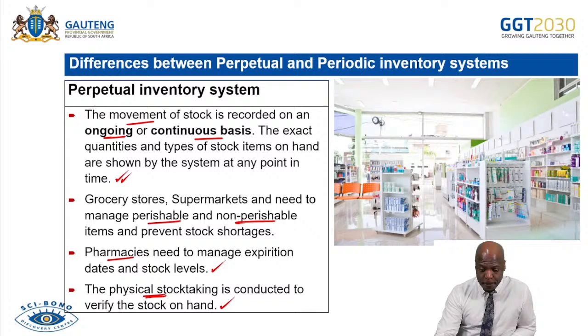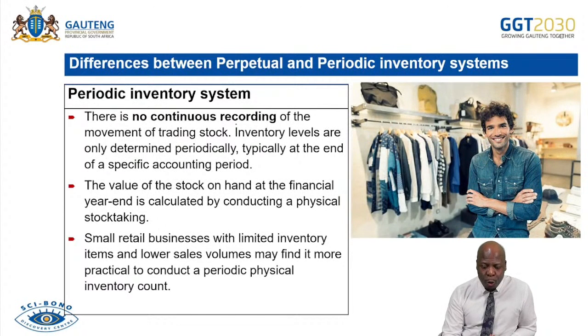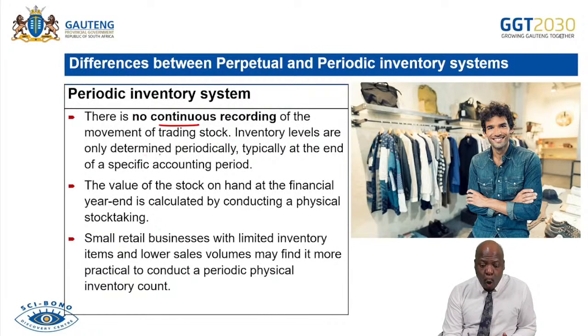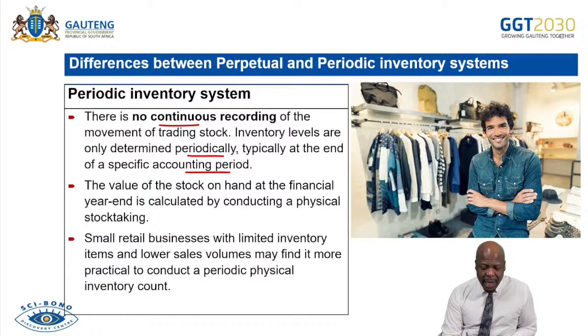And then let's look at the periodic inventory system. With the periodic inventory system, there is no continuous recording on the movement of stock. Remember, we've said it already. With the periodic inventory system, inventory levels are only determined periodically, typically at the end of a specific accounting period. So we would know of our stock levels at a particular period, and in most cases, it is at the end of the accounting period. The value of stock on hand at the financial year end is calculated by conducting a physical stock taking.